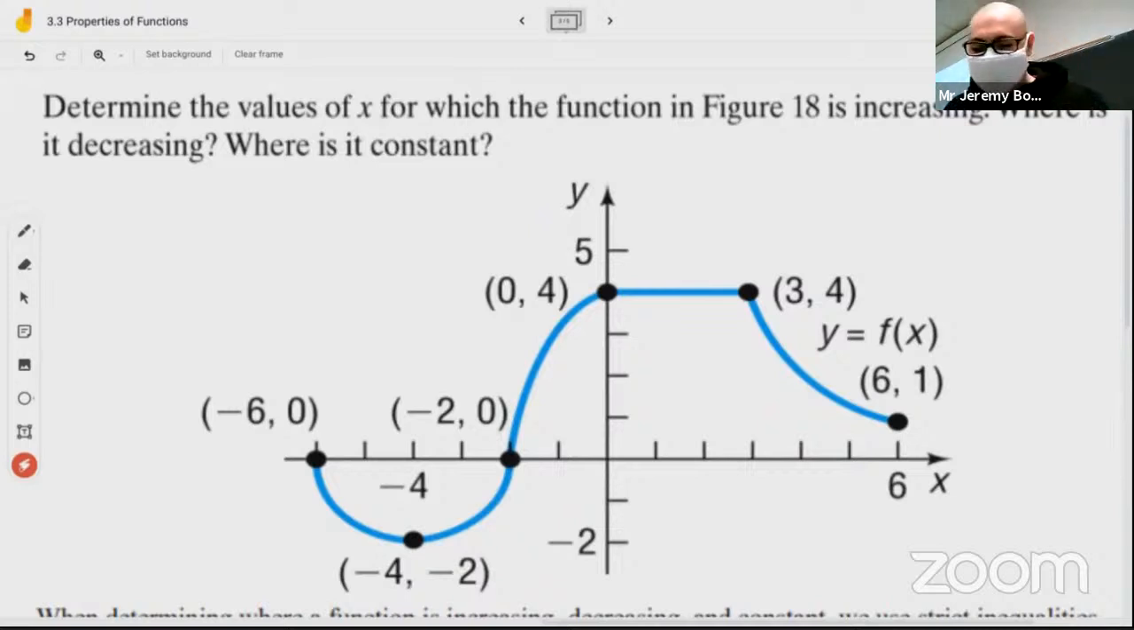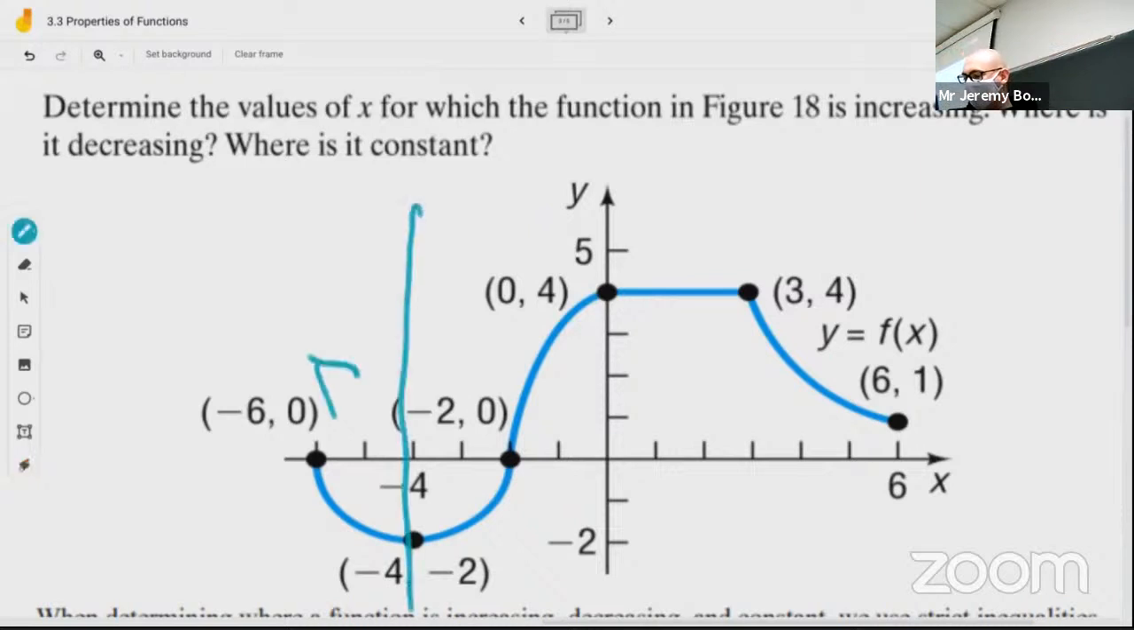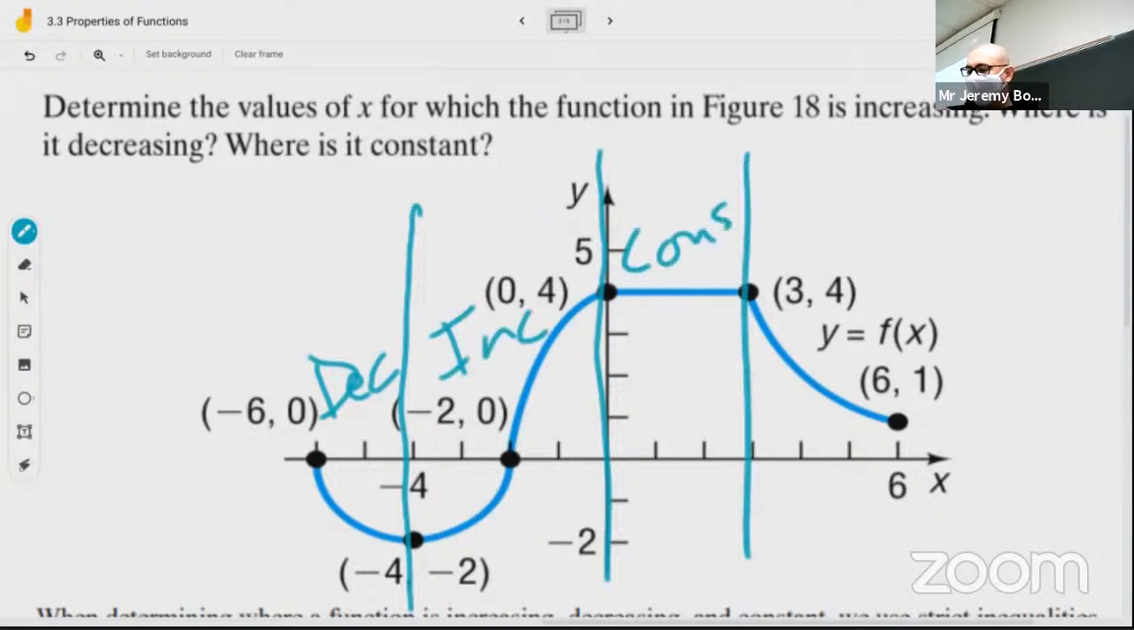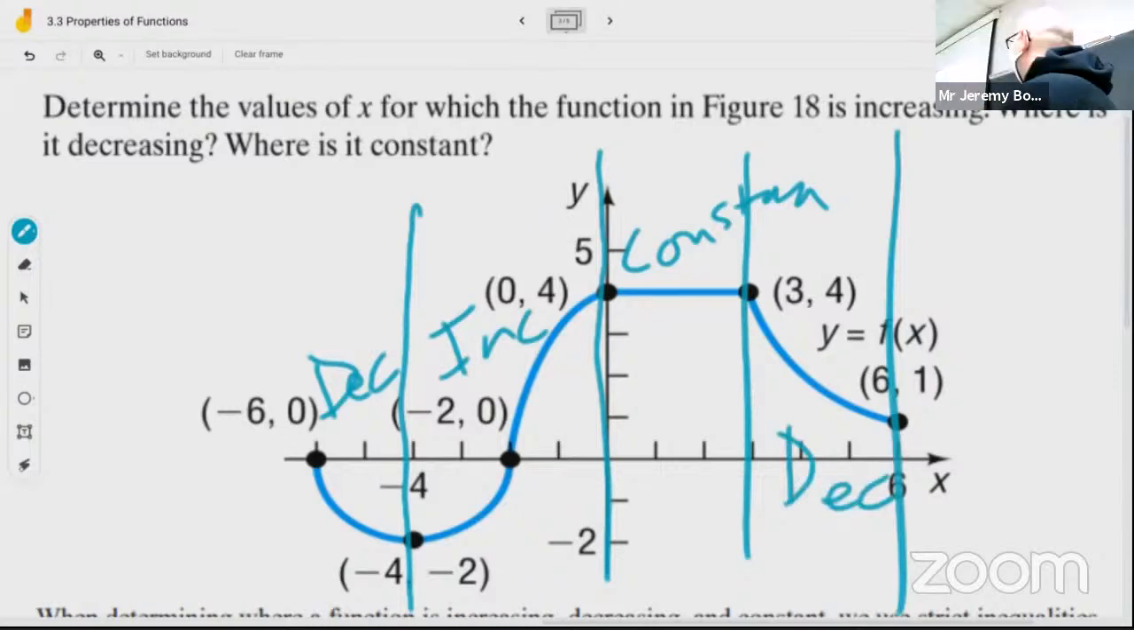We're trying to give the biggest intervals on which it's increasing. So if we broke this one up, it would be decreasing right here, increasing right here, constant right here, and then decreasing. Any questions on that? We'll come back to this graph afterwards.